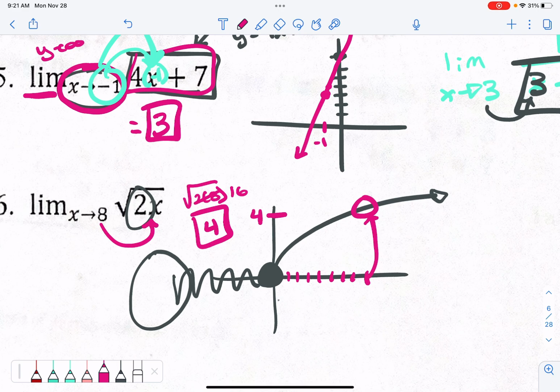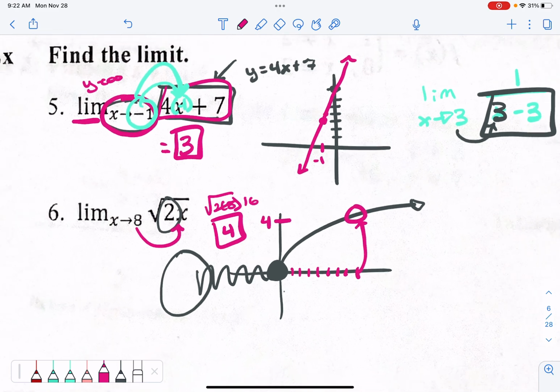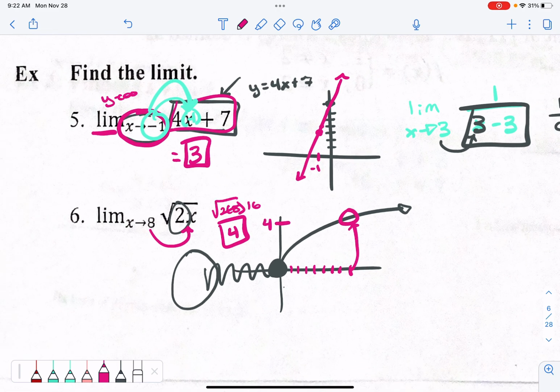There's no funny business happening at that point. They're throwing these in there to try to trick you because they're just saying, what is the limit? Well, find the y coordinate, okay? The y coordinate doesn't have a hole or a vertical asymptote, so we just plug it in and we solve for the y coordinate and that's it, okay? So that is like the first thing that you're going to want to do.